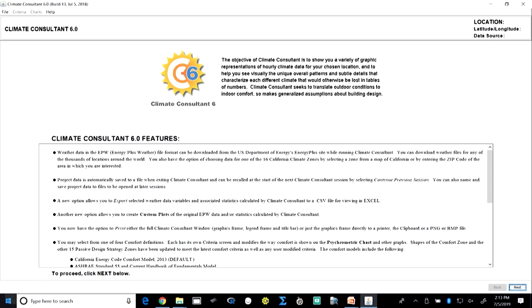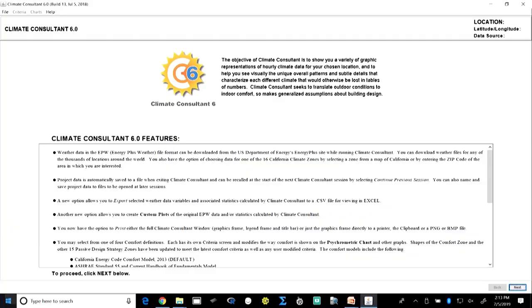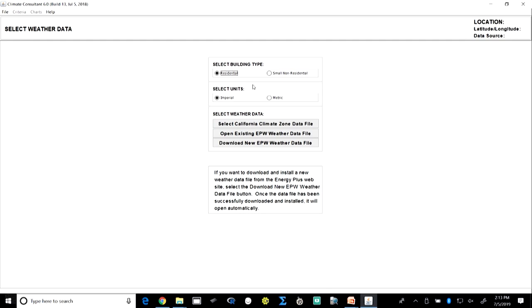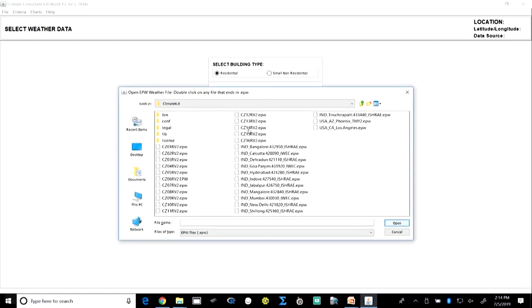The most recent version which is available for you to download and use is Climate Consultant 6. Once you download the software and install it on your computers, you will see a startup screen like this. So, we start a new project. Suppose this is a residential project and we are choosing the metric units, and we can open an existing weather data file.